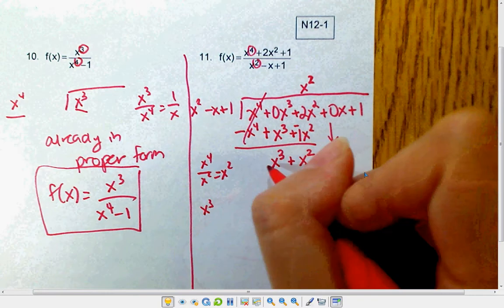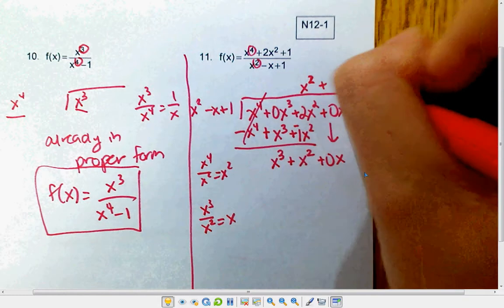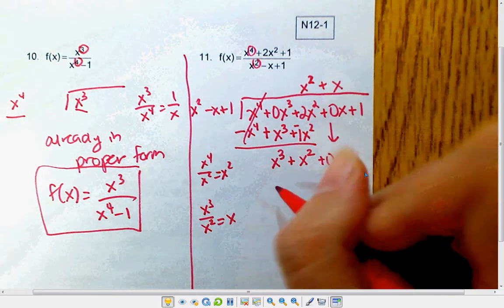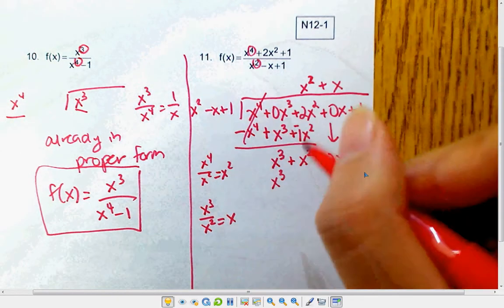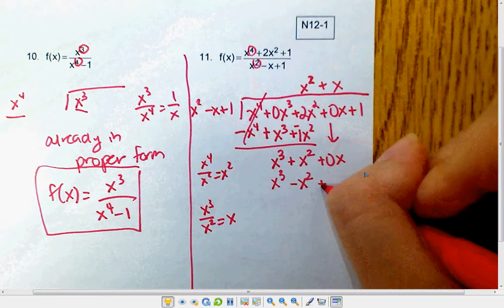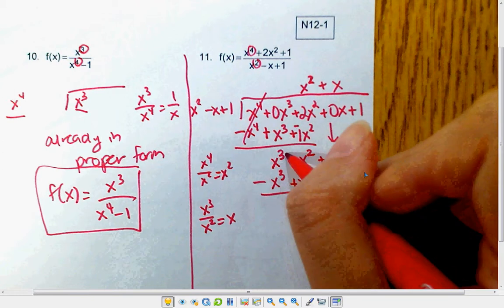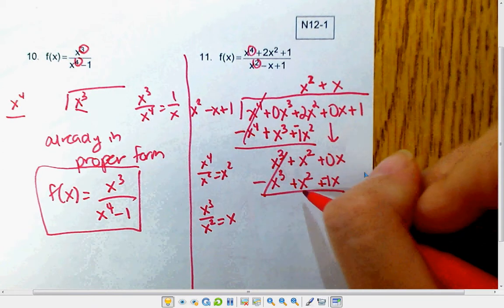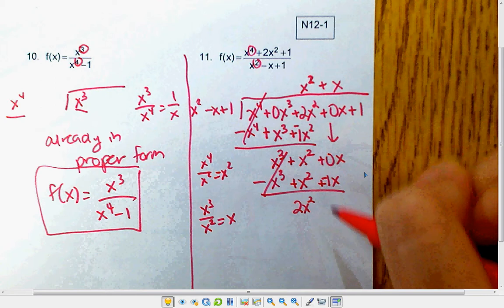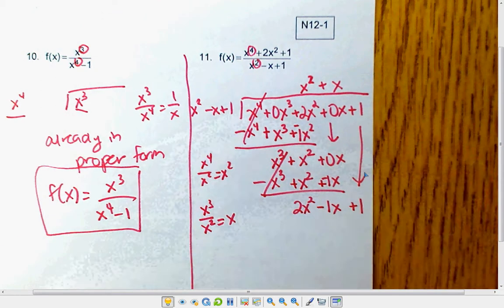Same thing we just did. First term divided by first term gives me x. So 1x goes on top. X times x squared, x cubed. X times negative x gives me negative x squared. X times 1 gives me plus 1x. Change the sign again. Negative, positive, negative. These cancel out. 1 plus 1 gives me 2x squared. 0 plus negative 1 is negative 1x. And then we're going to bring down our next term, which is plus 1.